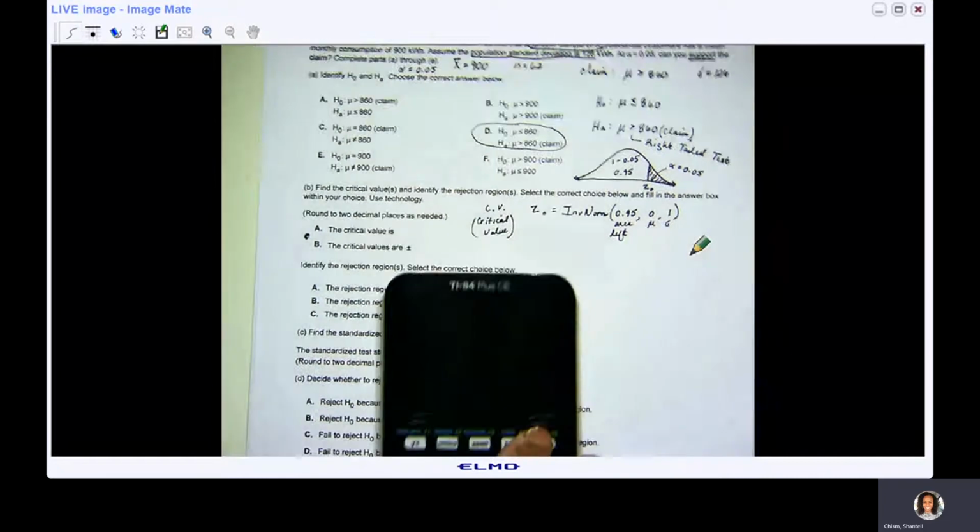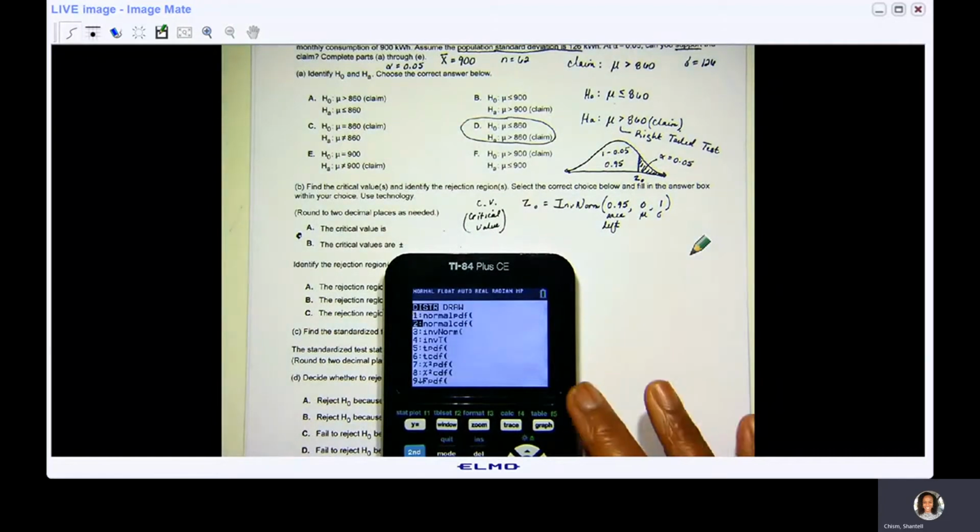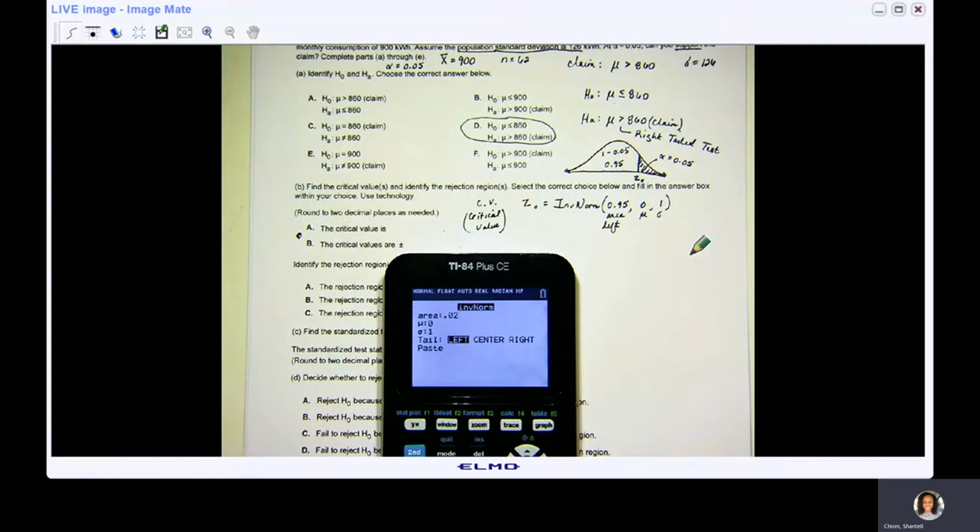Okay, all right, so let's find the critical value. Inverse norm. The area to the left is 0.95. I have a mean of 0, deviation of 1. Remember, I don't change what kind of tail it is. I keep it left and I hit paste. So my z-score, my critical value, is 1.64.